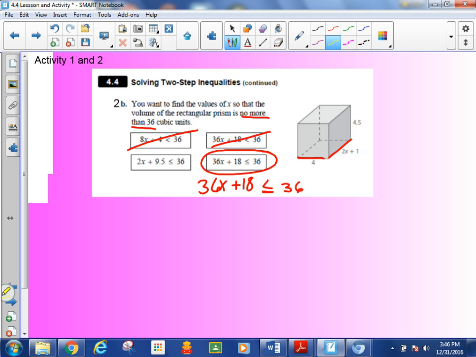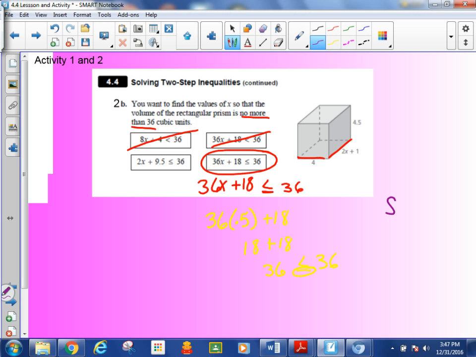Let's try a decimal number. How about 0.5? So let's try 36 times 0.5. And if you want to do a fraction, you can do a fraction. I'm going to do it as a decimal. Plus 18. Let's see what that gives us. So 36 times 0.5 is going to give me 18. Plus 18, that gives me 36. Is that less than or equal to 36? Yes, because it's actually equal to 36. So 0.5 is the biggest it can be. The biggest x can be.